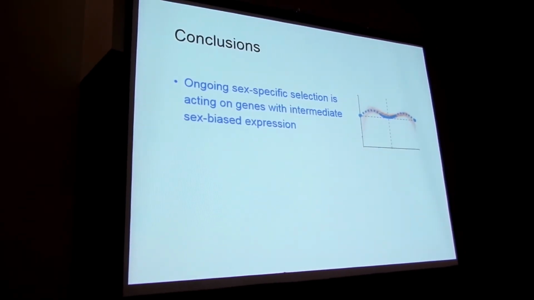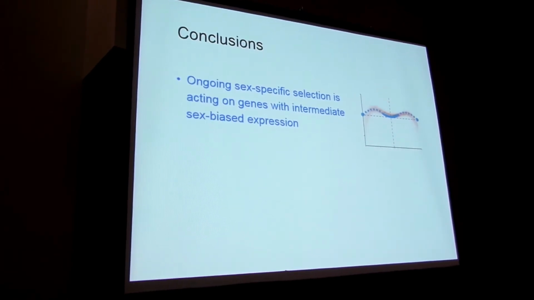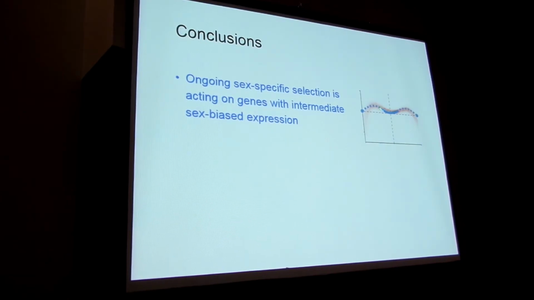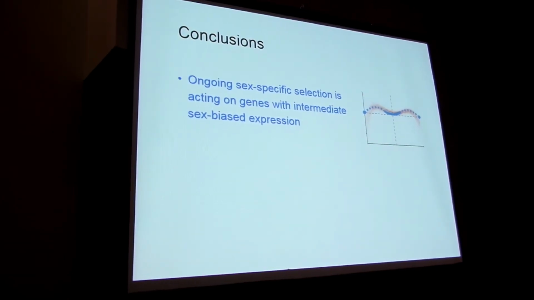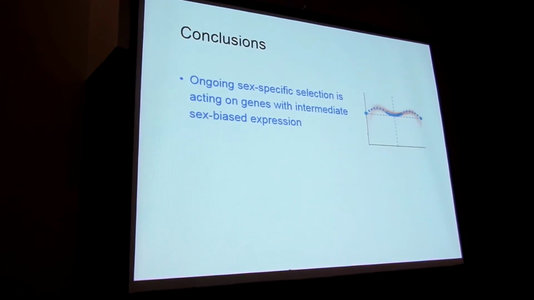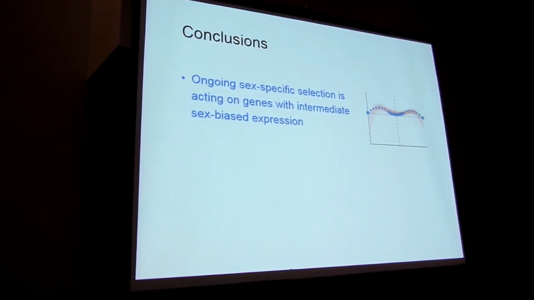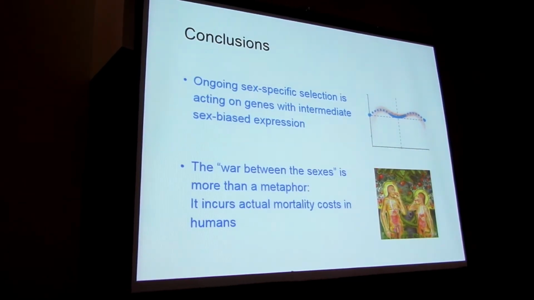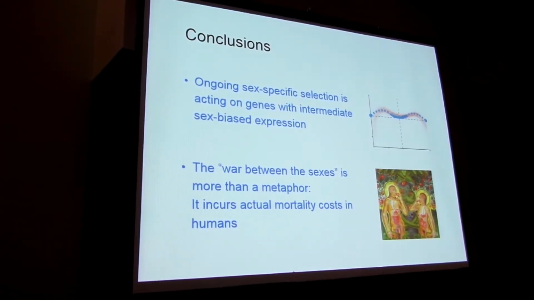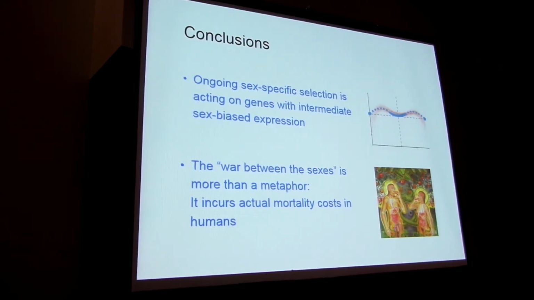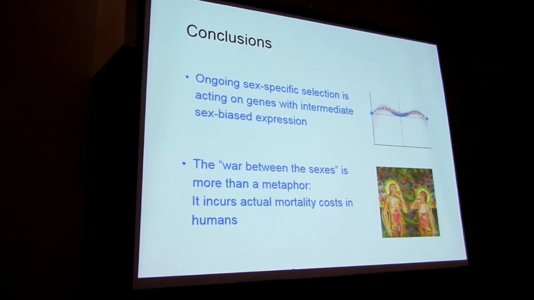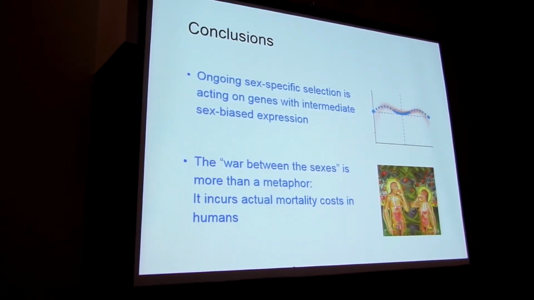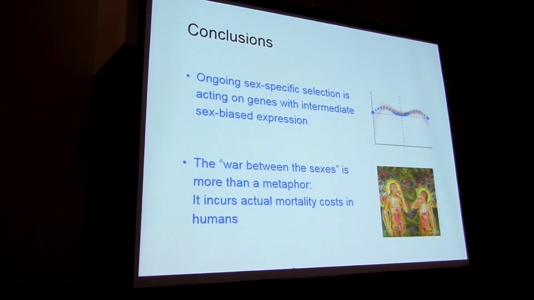So, a couple of conclusions. One, ongoing sex-specific selection is acting on genes with intermediate sex-biased expression. So we do feel that when we see sex-biased expression, that is not evidence that everything is cool and all the sex antagonism has been resolved. For some set of genes, it is ongoing. And secondly, the war between the sexes is more than a metaphor. What we're actually seeing, we believe, in the data is the result of sex-specific mortality on males and females in humans, in our own species, caused by sex antagonism. Thanks very much.